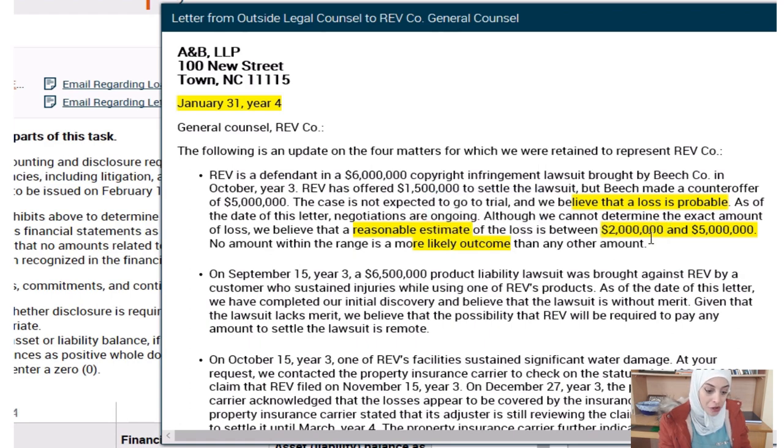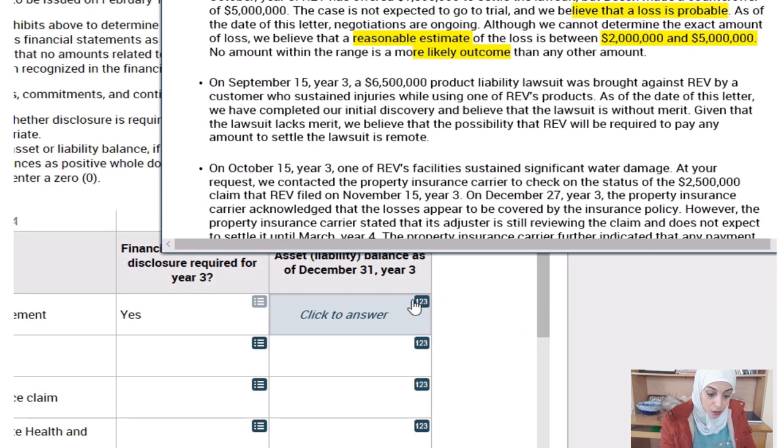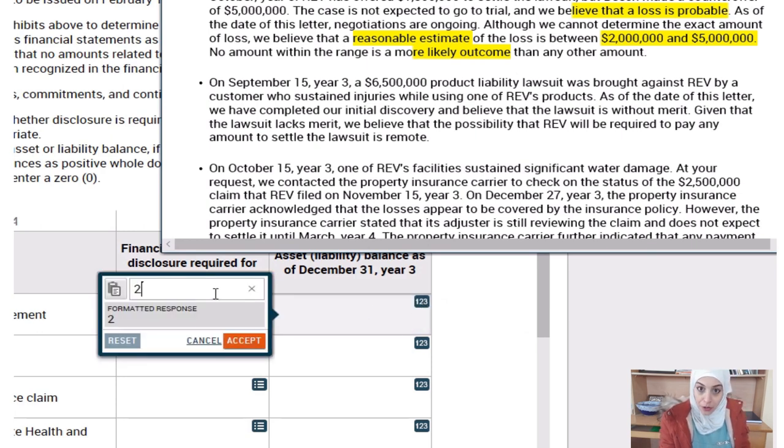So immediately you go here to the cell and you record your number. Make sure always to record the numbers correctly. We're going to put here 2 million and put accept. And as you see, the cell formats the number automatically. Don't forget to put the minus.